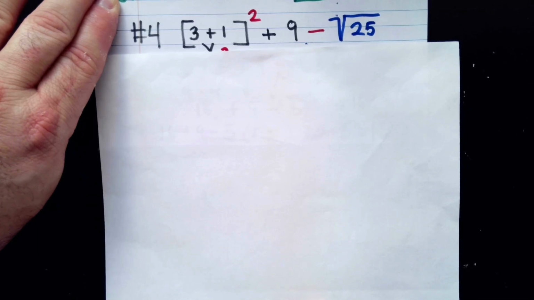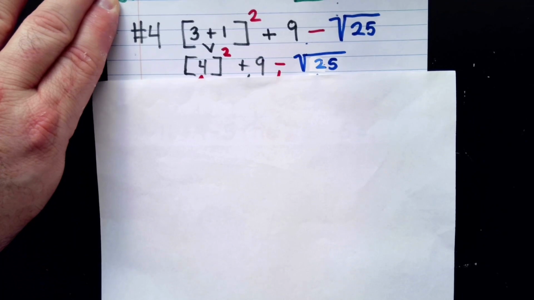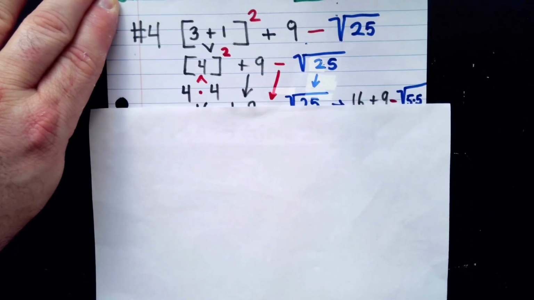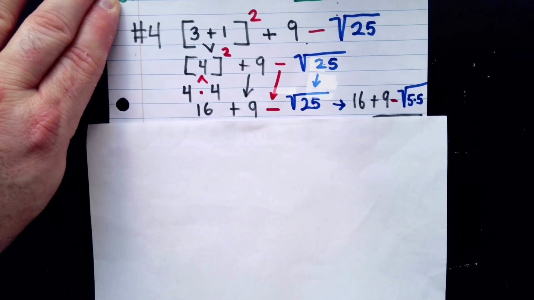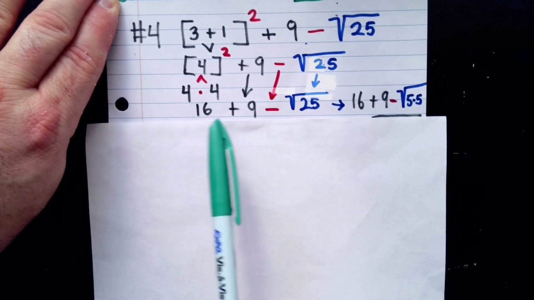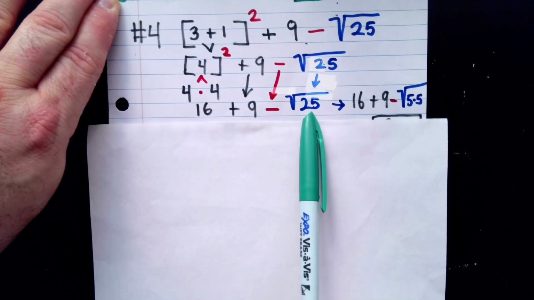3 plus 1, parentheses are first. So 3 plus 1 is 4. And everything else I just rewrite. Next, I do exponents. So 4 to the second power is 4 times 4, which is 16. Again, everything else I just rewrite. Okay? So here you can see 16 plus 9 minus the square root of 25.